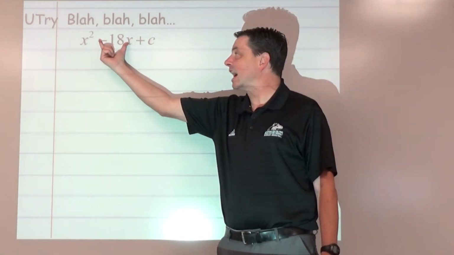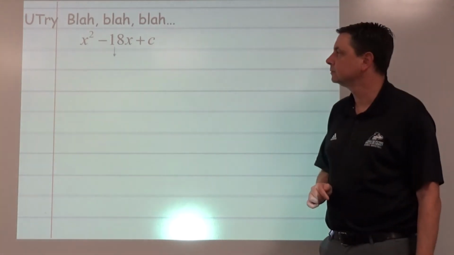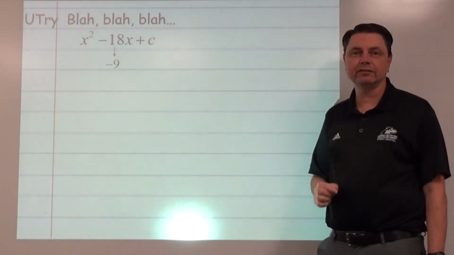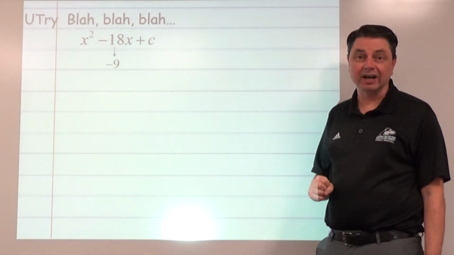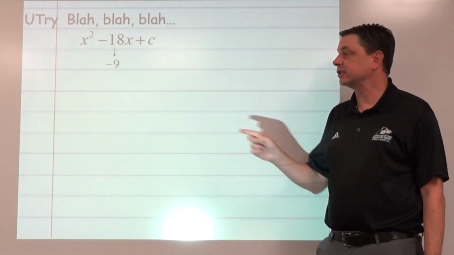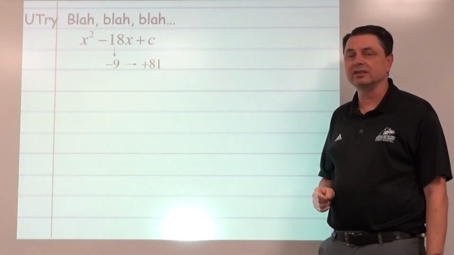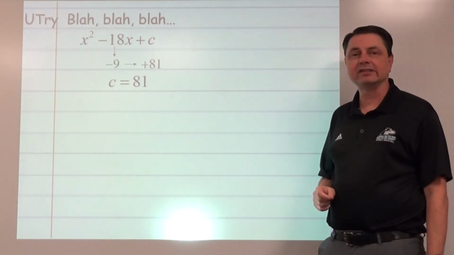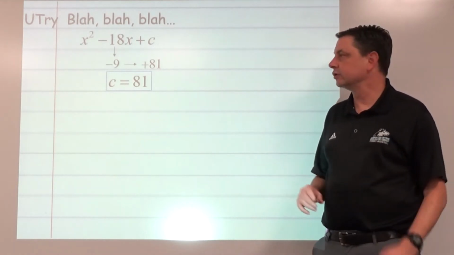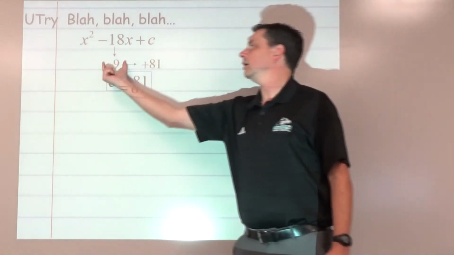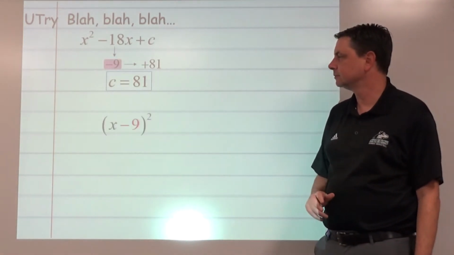First thing is to take half of the negative 18, or divide negative 18 by 2. It's negative 9. Sign is important. Step 2 in the two-step process for finding c is to square that number. Negative 9 times negative 9 is positive 81. C is 81. Second part, binomial squared, x minus 9 in parentheses squared.